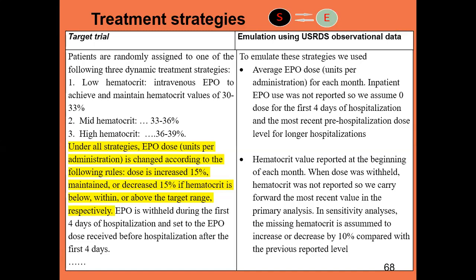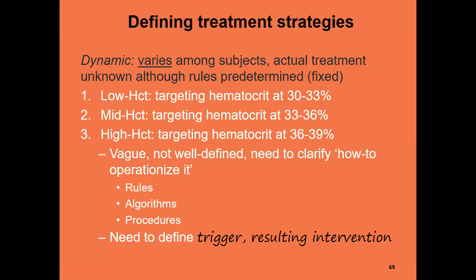Okay, so in this case study, we want to compare 3 dynamic treatment strategies: low hematocrit, mid hematocrit, and high hematocrit target strategies. So we go through the same specification and emulation process. For the target trial, we specify what we want to do. And for the emulation column, we describe how we want to do it using USRDS data. I won't spend a lot of time today talking about how we define the dynamic treatment strategies.